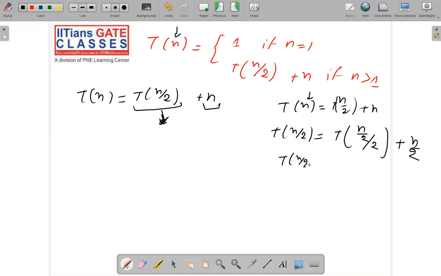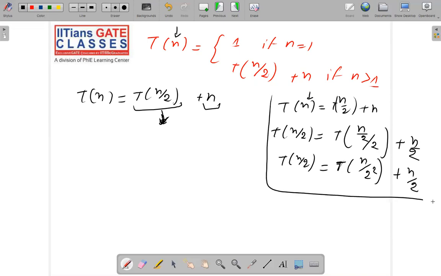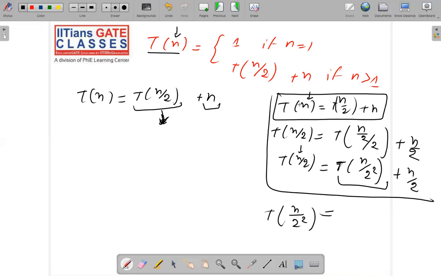So it's T(n by 2) equal to T(n by 2 square) plus n by 2. It's the same thing, right? Now this is sorted, right? So let's replace n with n by 2 again. So it happens that T(n by 2 square) will be, we are going to calculate the value for this one. Let's assume that this is the initial function. We have replaced n with n by 2 and we have reached this step.